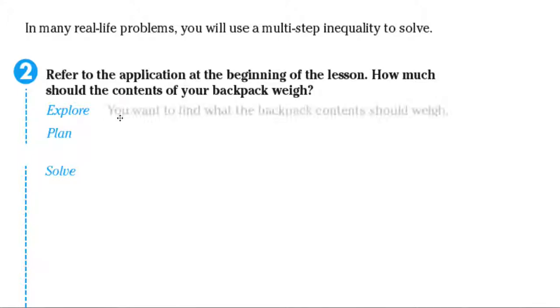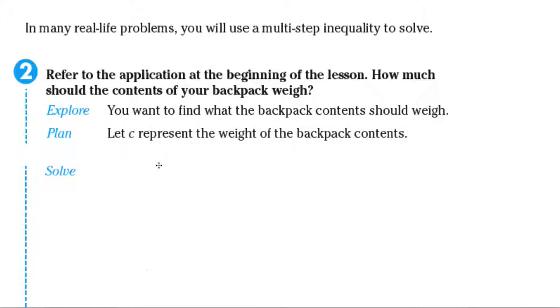What do we know in the backpack problem? You want to find what the backpack contents should weigh. Again we start with the let statement. Let c represent the weight of the backpack contents. And how do we plan to solve this? We plan to solve this by translating the word problem.